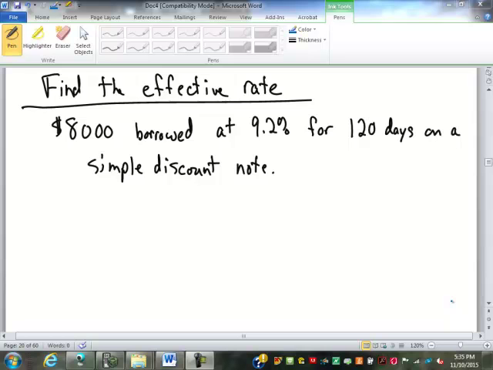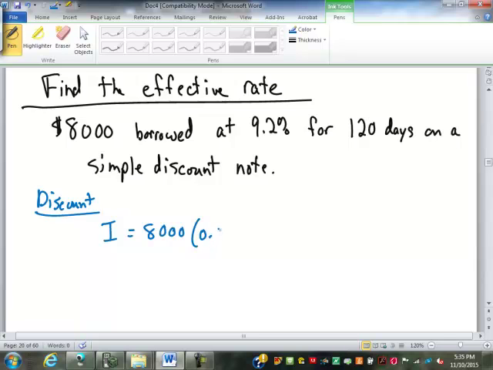So if we look at this one, the first thing we have to do is figure out what is the discount and the proceeds. So to find the discount, discount is basically our interest of our simple interest formula. So it's going to be $8,000 is our principal times a rate of 0.092 for the 9.2% times 120 over 360.